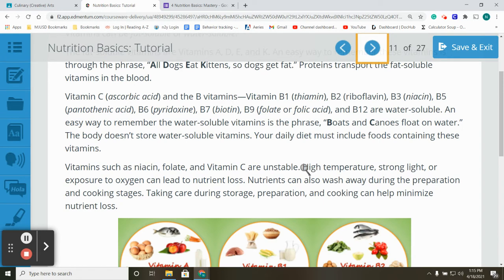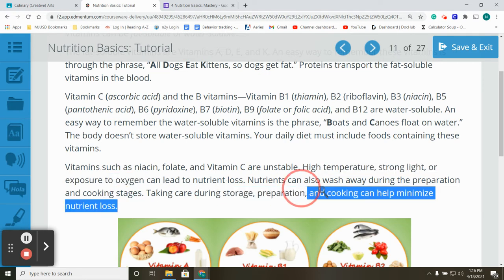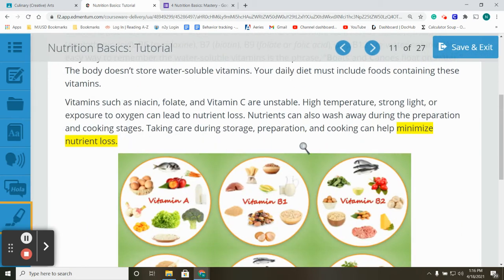So, instead of high temperatures, strong sunlight, or exposure to oxygen, where could we put vegetables to avoid nutrient loss? Maybe a refrigerator? If we put it in the refrigerator, then it wouldn't have high temperatures, strong light couldn't get in, and it would be exposed to less oxygen. So it would have less nutrient loss.